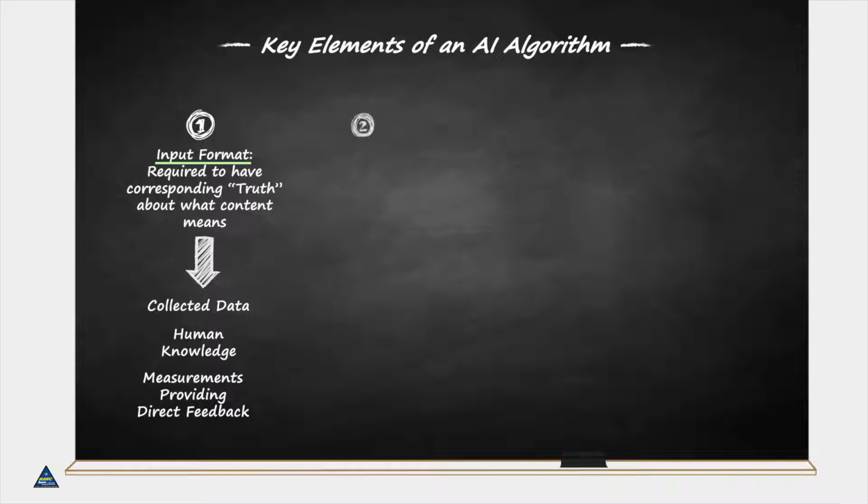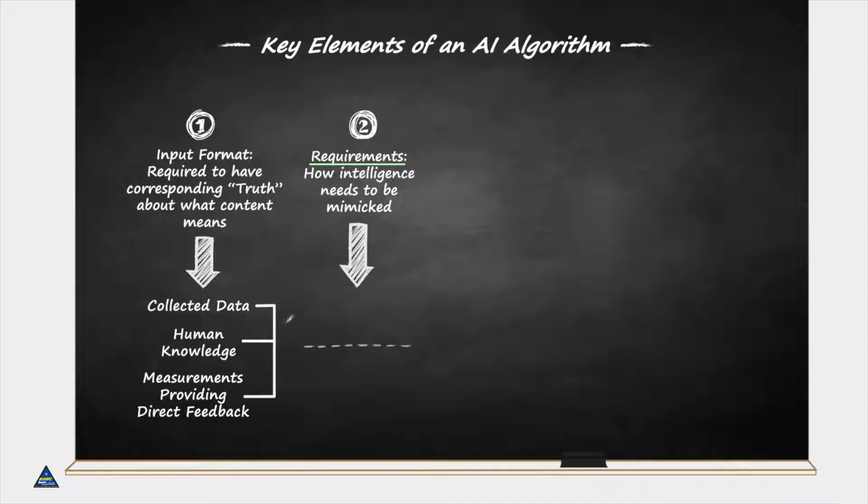The second element would be requirements. What is required of the algorithm to mimic? Does it require it to analyze something in order to recognize something? Does it require it to measure something to come up with some type of number solution?